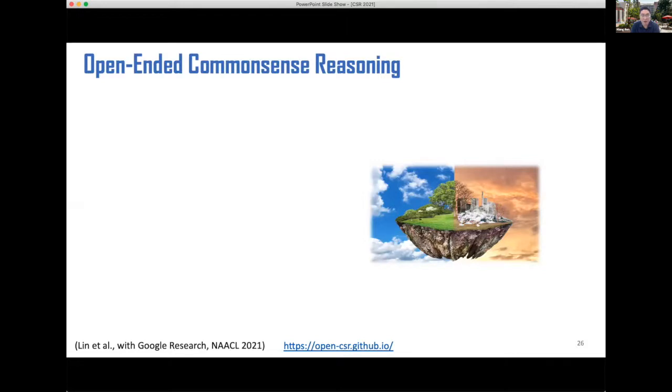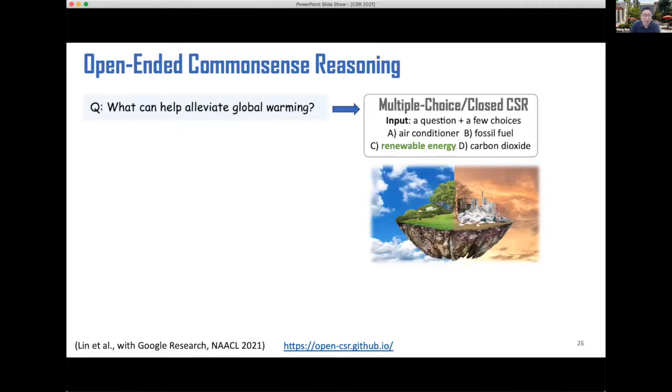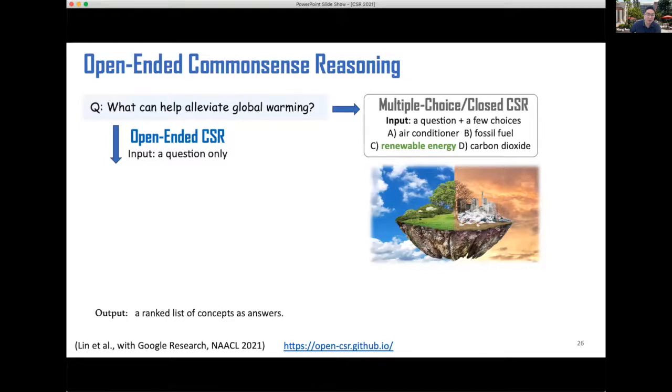So a follow-up effort, which is also done by Bill, is to look into answering questions, but not with this closed set of answer choices. Rather, it goes into a more open-ended answer ranking paradigm. I'm using this global warming example to walk you through briefly what this challenge looks like. If you get asked what can help alleviate global warming in the previous multiple-choice commonsense reasoning data sets, I'm likely going to create four or five different candidate answers for you to choose from. But now in open-ended commonsense reasoning, when you're given a question, what you are actually provided to search from is a large text corpus of commonsense facts.